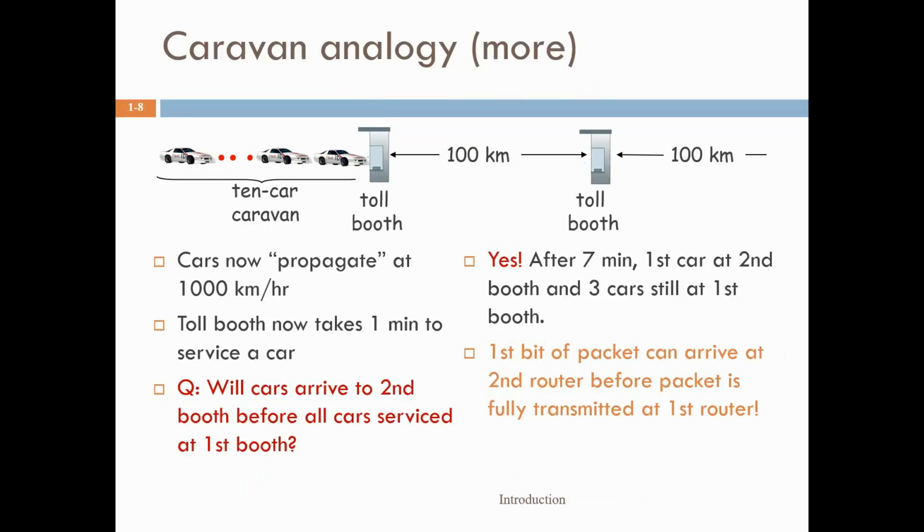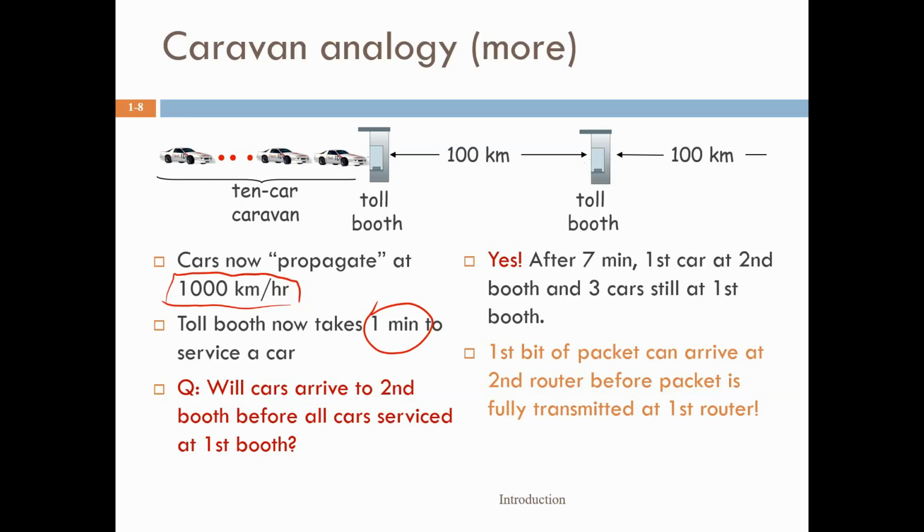We are keeping the same number of cars, so 10 cars. Now we're saying that the cars can drive at a speed of 1,000 kilometers per hour once they exit the toll booth, and it will now take 1 full minute to service each car. So we assume that the transmission rate is smaller, or the transmission delay is higher. Instead of 12 seconds, it's now 1 minute. However, the propagation delay is much smaller because the speed is now significantly higher. Instead of 100 kilometers per hour, it is 1,000 kilometers per hour.